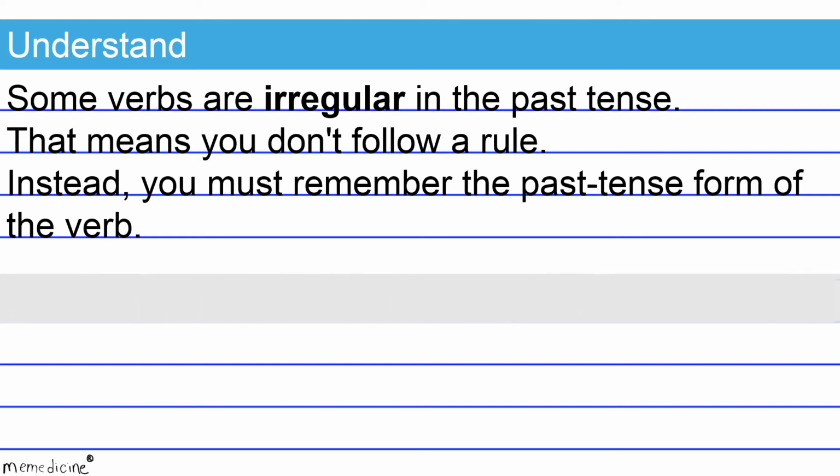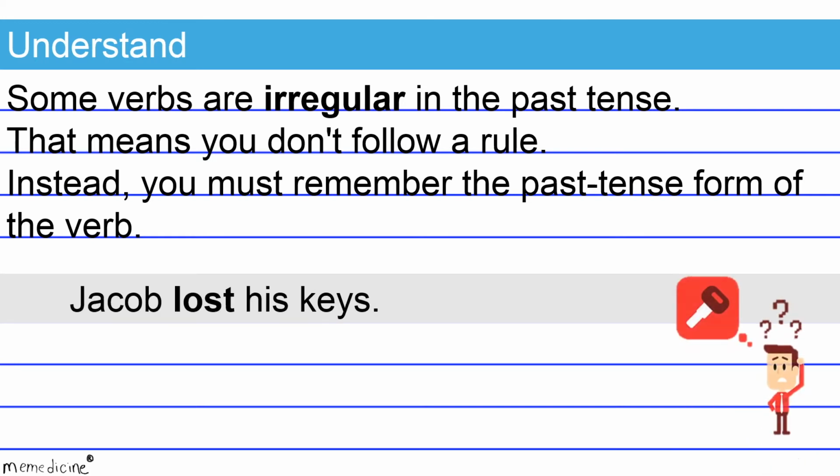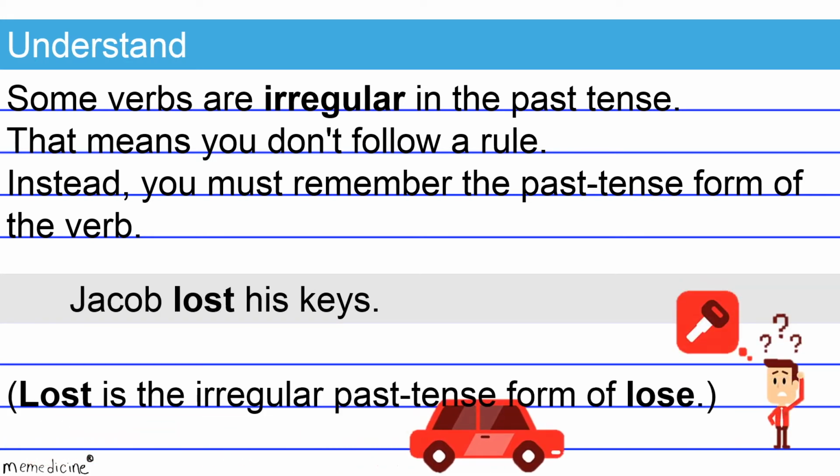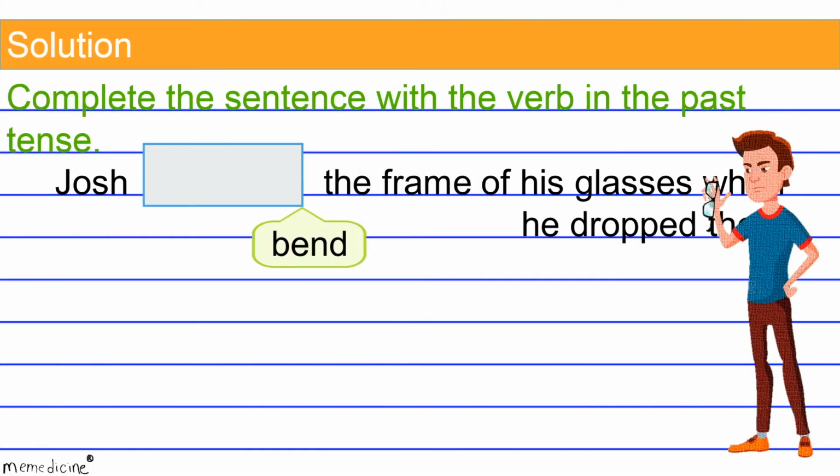Check out this example. Jacob lost his keys. Lost is the irregular past tense form of the verb lose. This is a correct shift, and the overall sentence is formatted correctly. All right, back to our original question, and now for the solution. Bent is the past tense form of bend. This simple past tense verb form is irregular, so you have to commit it to memory.